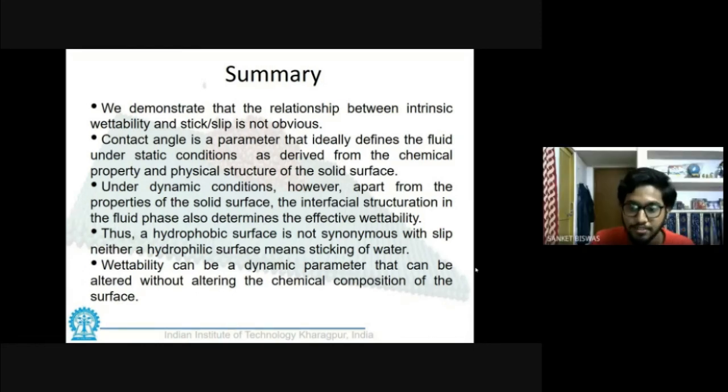Okay. Thank you. So we have a question in the chat box. Shubham Maiti asked what is the scope in research of this wettability and stuff? So can you please describe a bit?